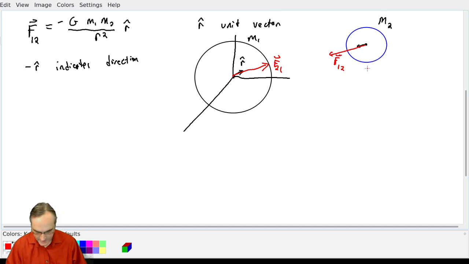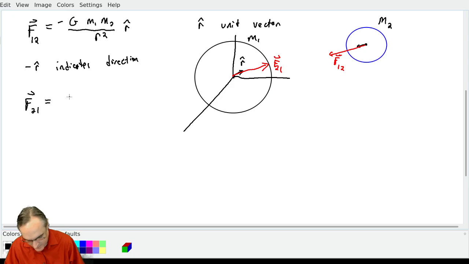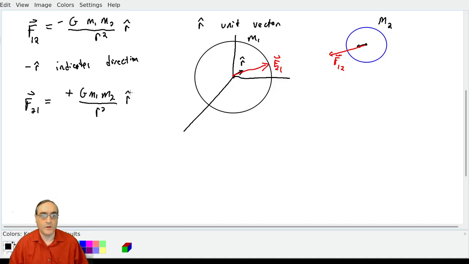And if we're writing the form of F21, it would look like plus G m1 m2 over r squared, r hat, using our current coordinate system. Now the whole minus and r hat thing, that's all about coordinate systems. I do have a little link at the bottom if you're interested in reviewing things like vectors and r hat or unit vectors. So be sure to watch those if you're feeling uncomfortable with them.